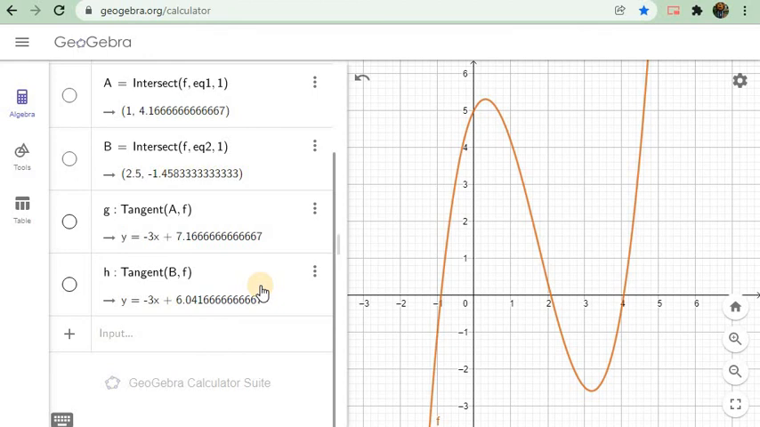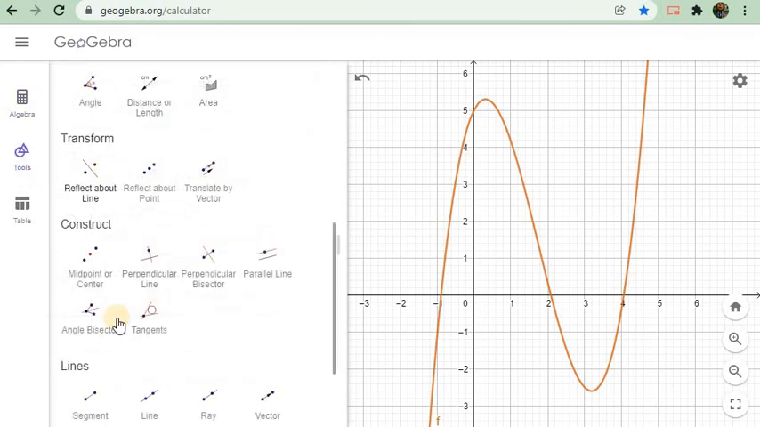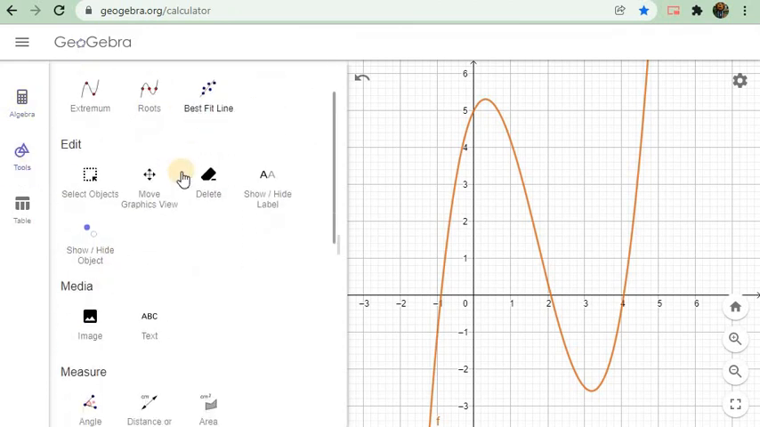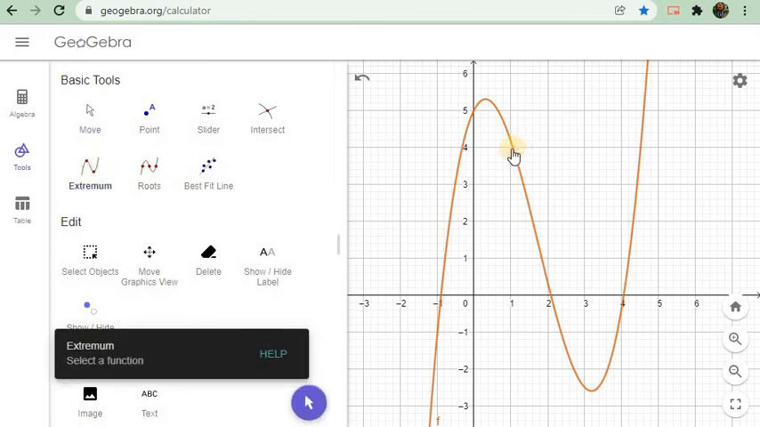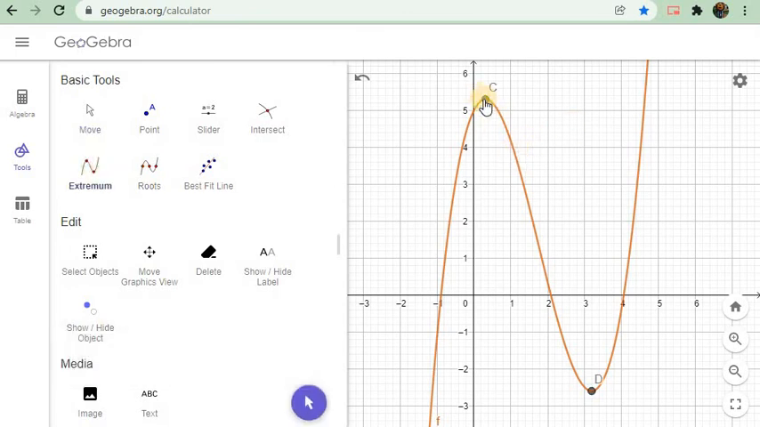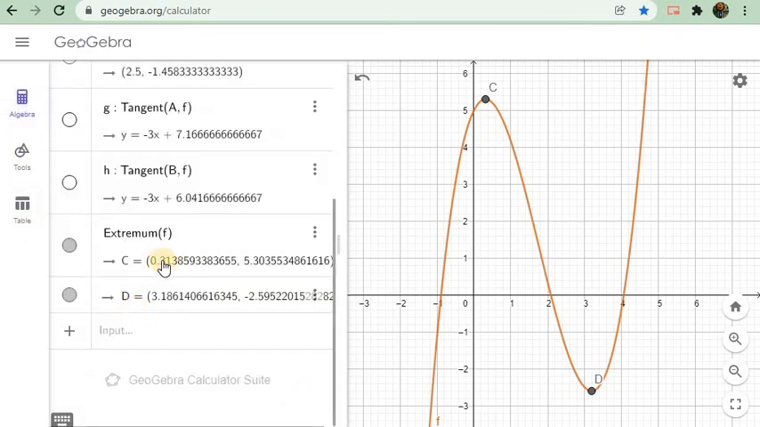We need to prove when the gradient is negative. The gradient is negative when the graph is going down, which is between the maximum here and the minimum here. So we just need to find the extreme points, the values C and D. That should be the range. It should be from 0.3138 and so on until 3.186. That should be the answer from the calculator.